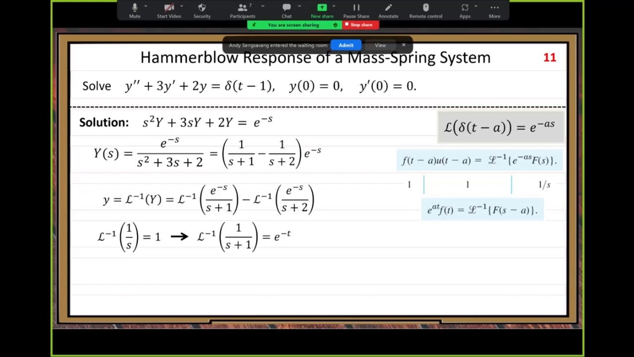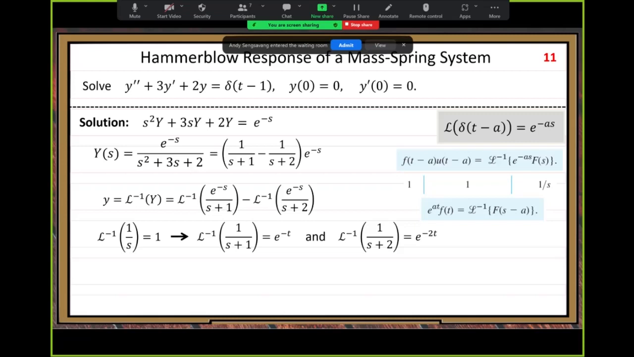Last, we need to multiply e to the negative s here. So we need this formula, e to the negative s, with a equals 1. So we should get this expression. Next step, similarly, the second inverse Laplace transform, we write this one this way. Just change to 2, so minus 2t.